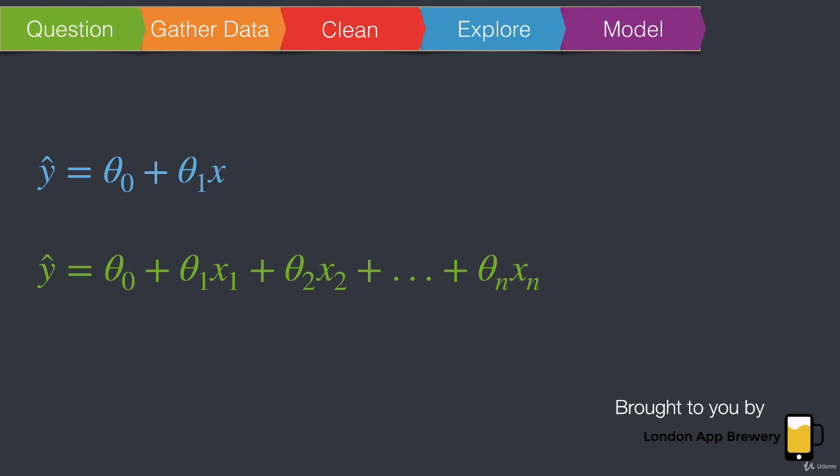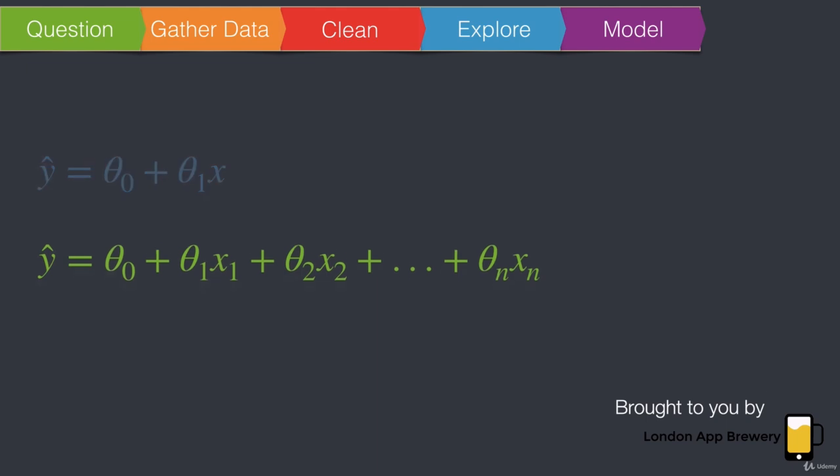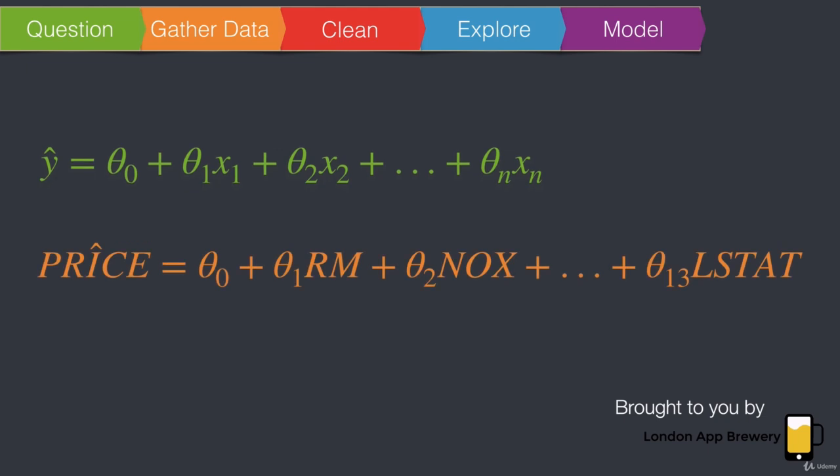So in fact, when we adapt this generic model to our specific circumstances, our equation will actually look something like this. The estimate of the price is equal to theta 0 plus theta 1 times Rm, plus theta 2 times our second feature, plus theta 3 times our third feature, and so on until we get to our last one. What this equation is telling us is that our estimate of the property price will be a linear combination of these 13 features. So it's still a linear model.